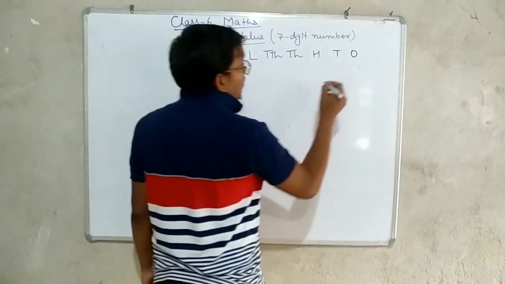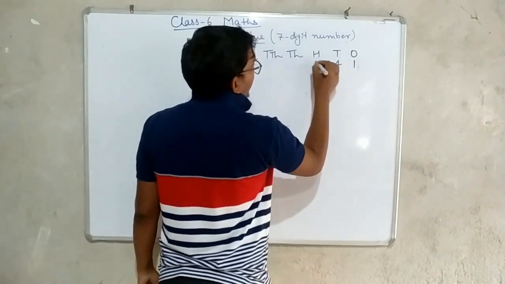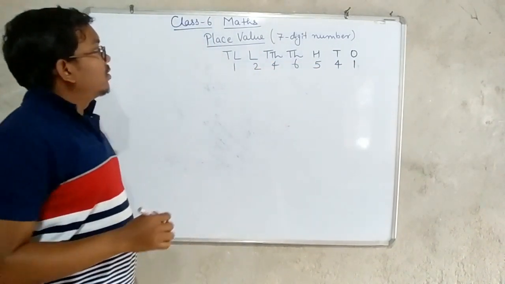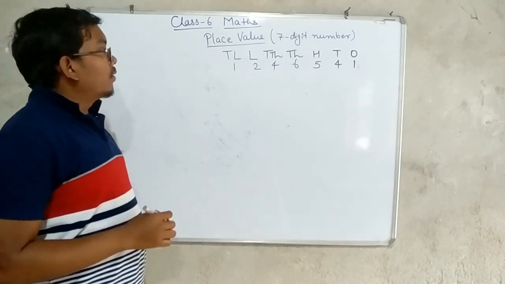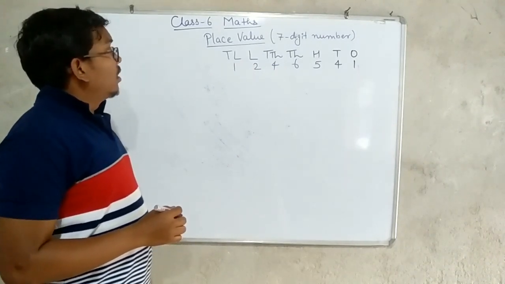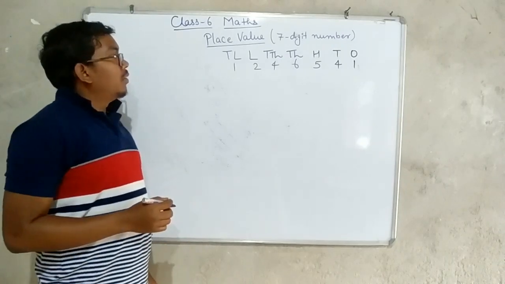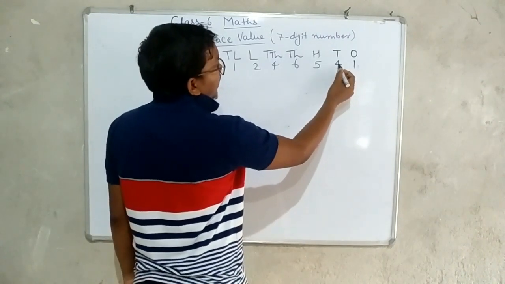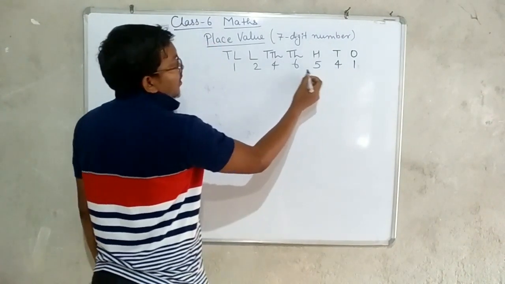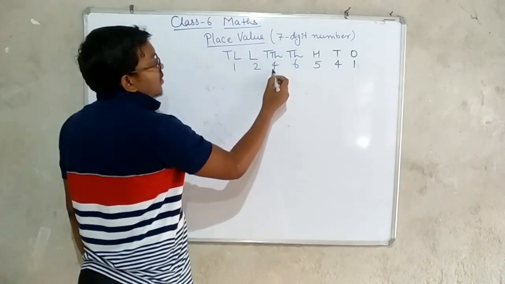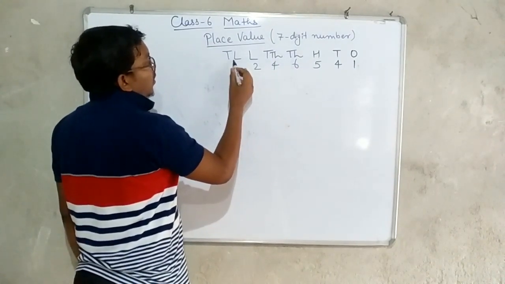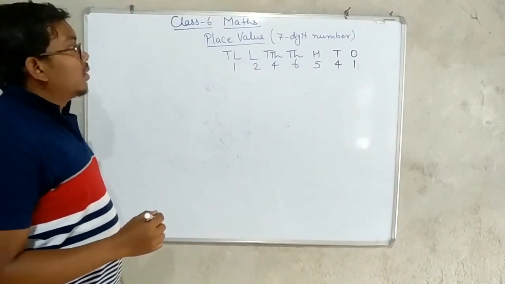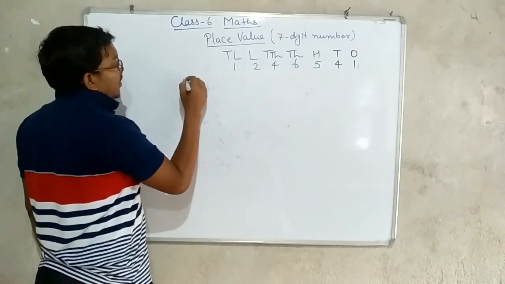For example, we will put any number there. Now we will write 12,46,541. So in place value, we will see in which place the number is. In ones place is 1, in tens there is 4, in hundred there is 5, in thousand there is 6, in 10,000 there is 4, in lakhs there is 2, and in 10 lakhs there is 1. If you have to write these numbers in numeral, we will write like this.